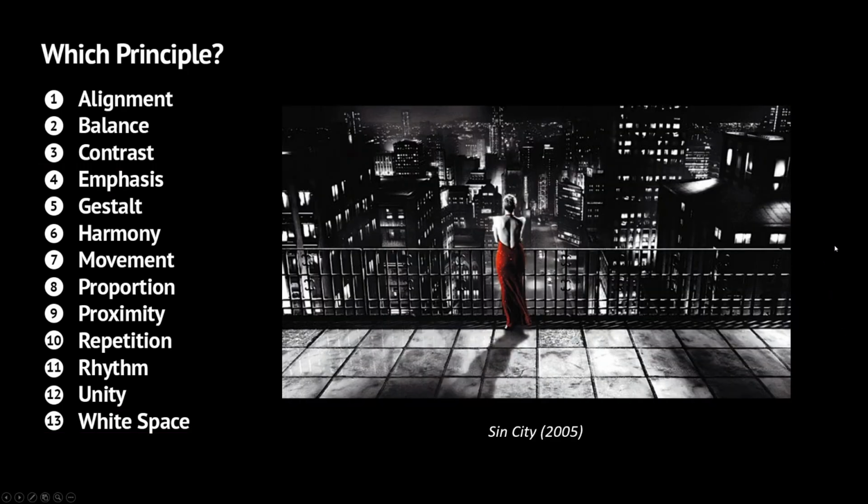The next image I have is a screenshot from the movie Sin City. Which principle is best represented in this image? Okay, to me it's about contrast. I think because the movie is primarily grayscale, with the exception of colors used in certain areas. In this example, it is on the dress of this female character over here, so that red in the dress really pops the character out against the grayscale background.